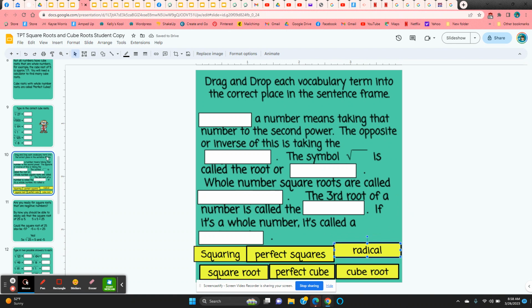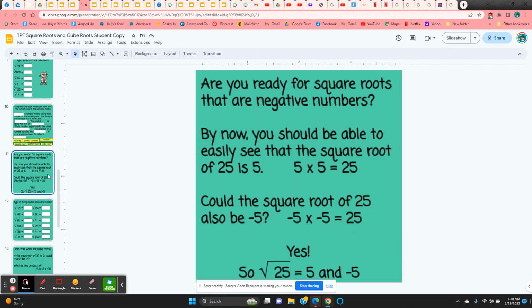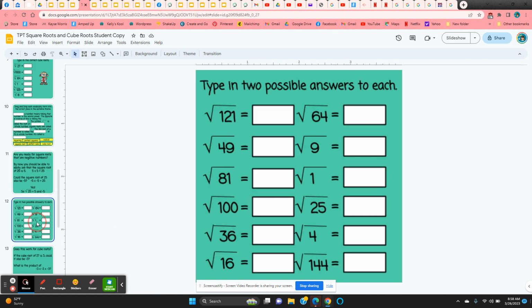Now you can stop there if your students are younger. If you have older students that have worked with integers, you can move on to slide 11. And it explains that the square root of 25 has 2 possible answers, 5 and -5. And so on slide 12, they're going to give both of those answers. So for example, here they would type 8 and -8.